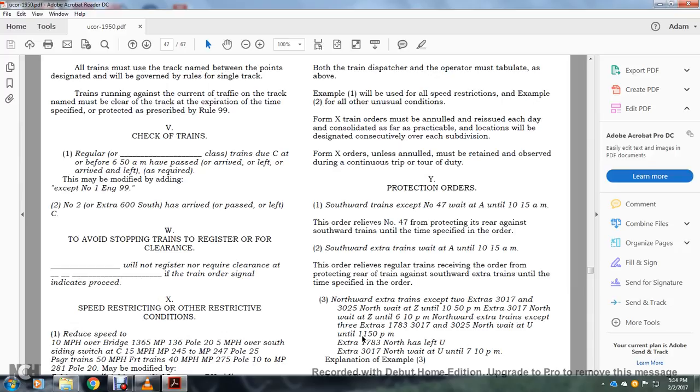All trains must use the track numbered between the points designated, in accordance with the governing rules and signal tracks. Trains must not run against the current of traffic. The clearing of the track at the expiration of the time specified is protected as described in Rule 99.